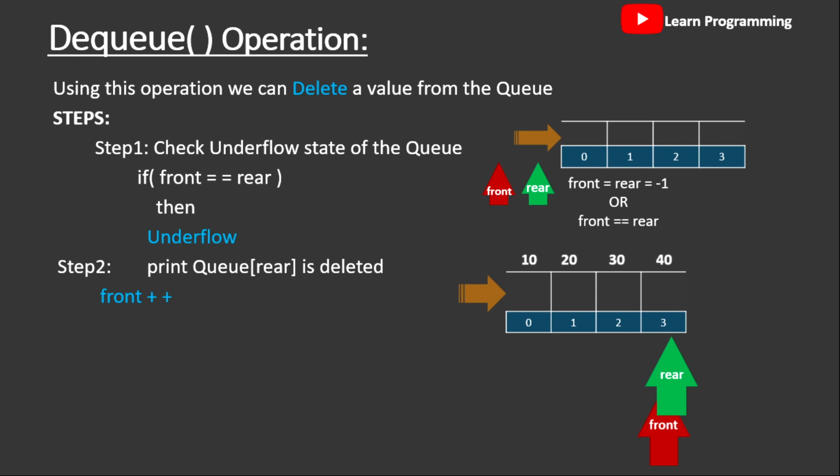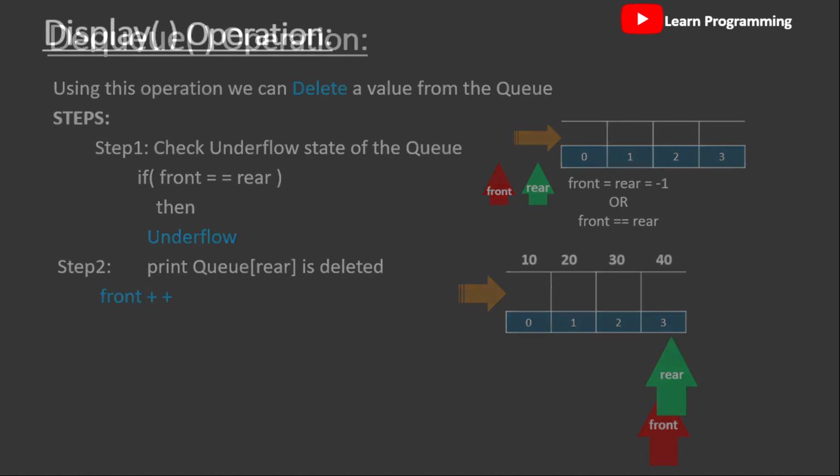If I try to delete one more value now, it checks for the condition first, front equals to rear. Here the front is pointing to index 3 and rear is also pointing to index 3. So front equals to rear, then it is telling us that the queue is completely empty and it is in the underflow state. Hope you understood the Dequeue operation.